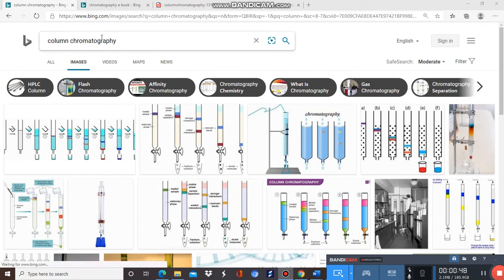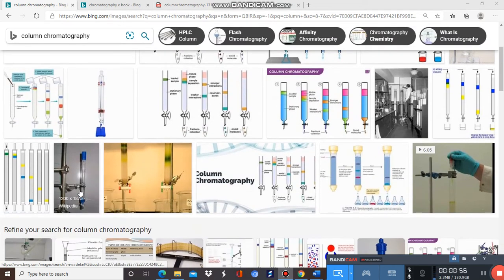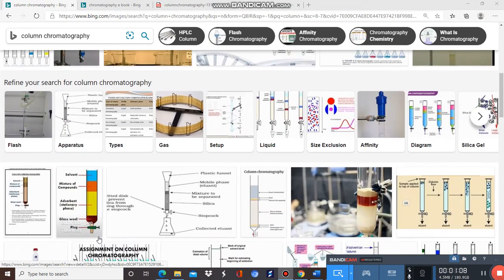When I type column chromatography in Google images, I found these results. These types of chromatographic techniques use a column. Look at this, this is the glass column. Generally columns are of different types, different lengths and different diameters. This will all depend upon the sample you have to analyze, separate or isolate.